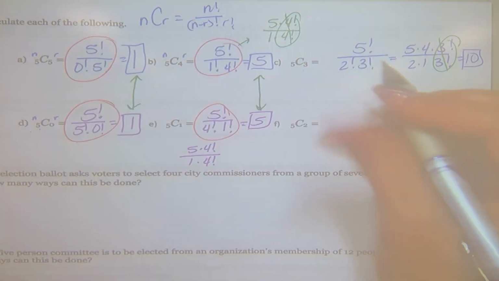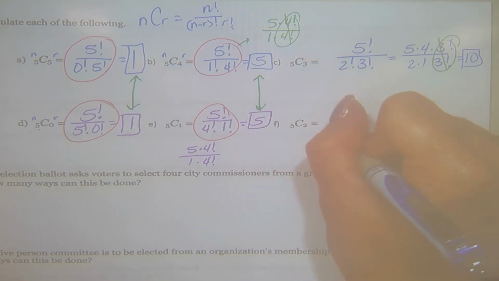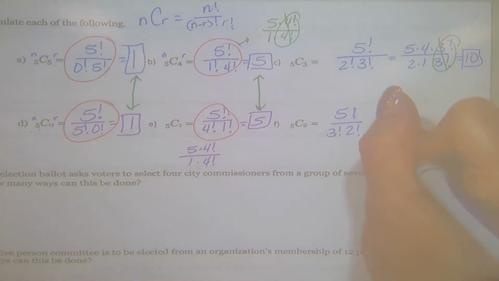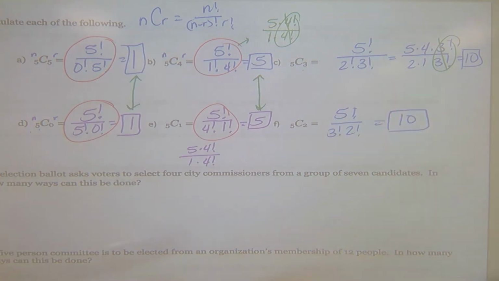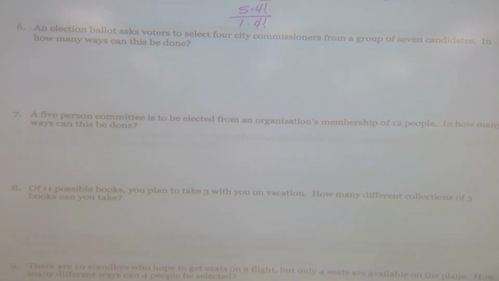All right, let's do this last one. 5 factorial over 5 minus 2 is 3 factorial times 2 factorial, and because of the problem above, we know that's going to give us 10. All right, that's one interesting way to look at combinations in our combination formula. Let's do 6 through 9 and see if we can start getting a better grasp on that combination formula. Remember, with combination, order doesn't matter. I'm picking a group. I'm not picking officers or anything like that.